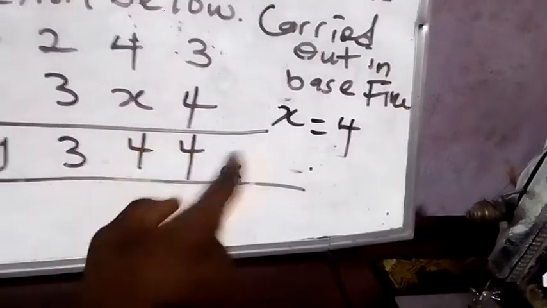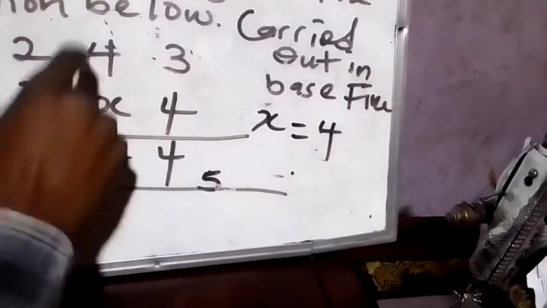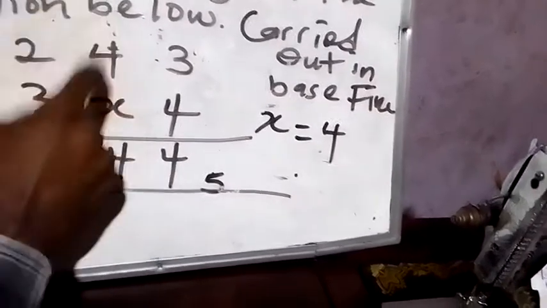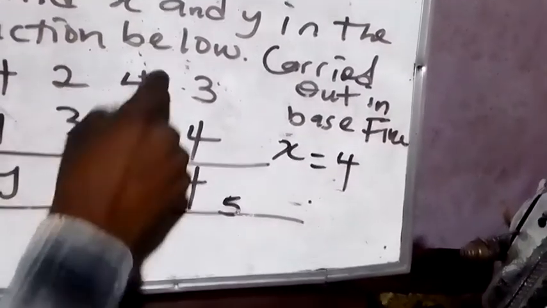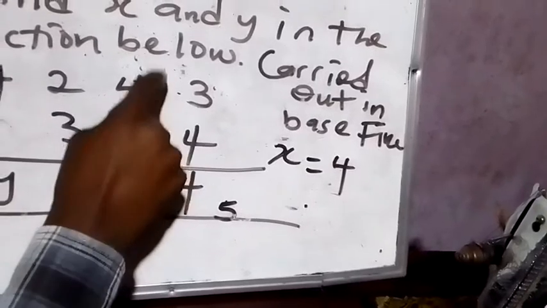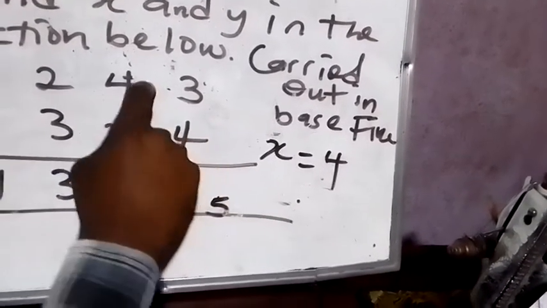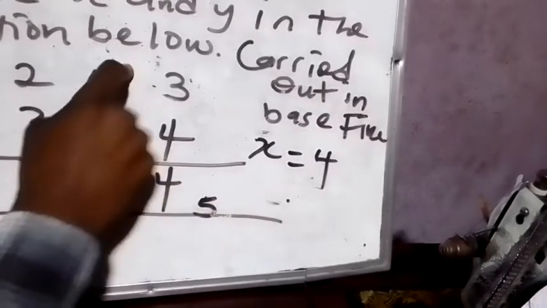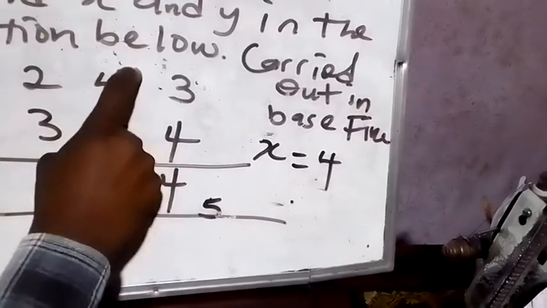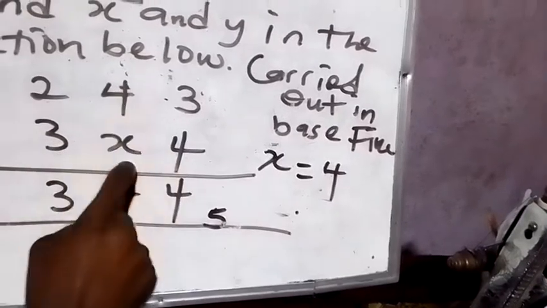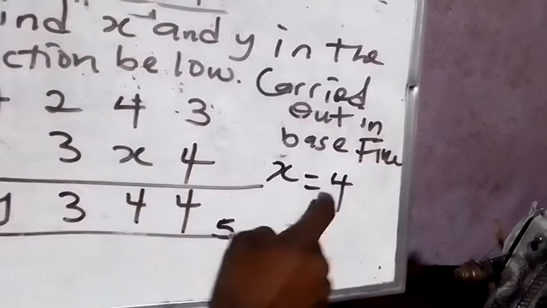And I told you, anytime you borrow base, the number in front is going to be reduced by 1. So definitely this one has turned to 3. And if this has turned to 3, what can I put here that if I subtract, it will give me 4? And don't forget, I'll borrow base. If I borrow base to that 3, that will be 5 plus 3, that is 8. What will I remove from 8 that will give me 4? It is 4. That means x is 4.